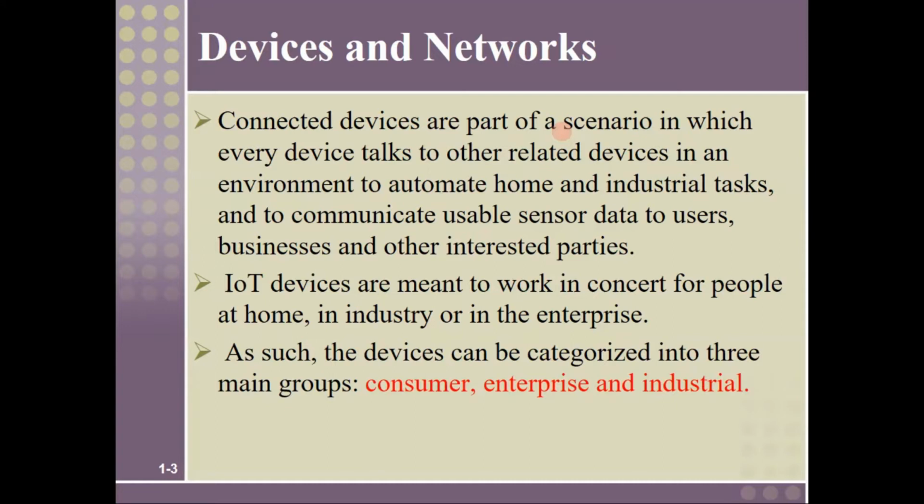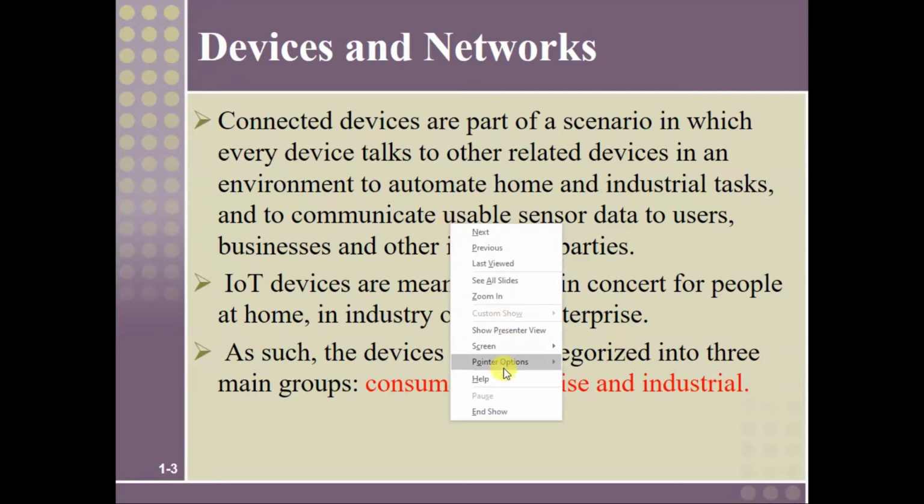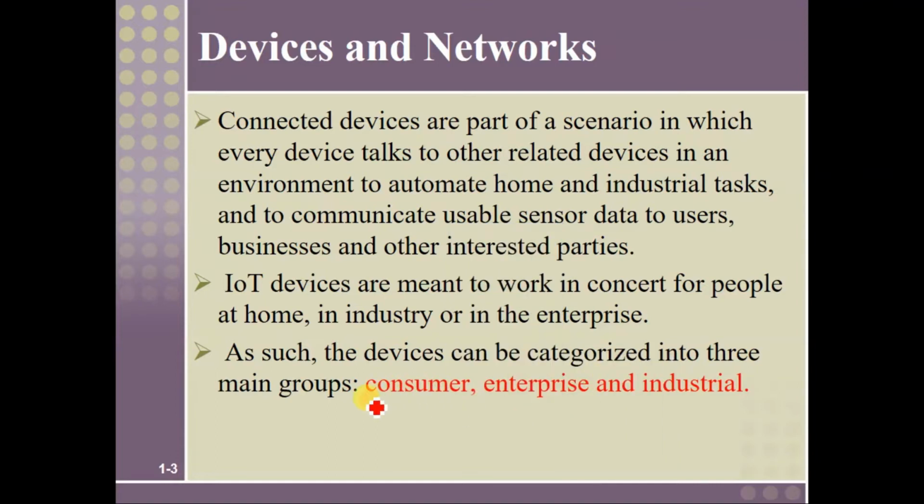As such, the devices can be categorized into three main groups. In this IoT environment, the devices can be classified into three: consumer, enterprise, and industrial. We generally have these three categories of devices in the IoT environment.